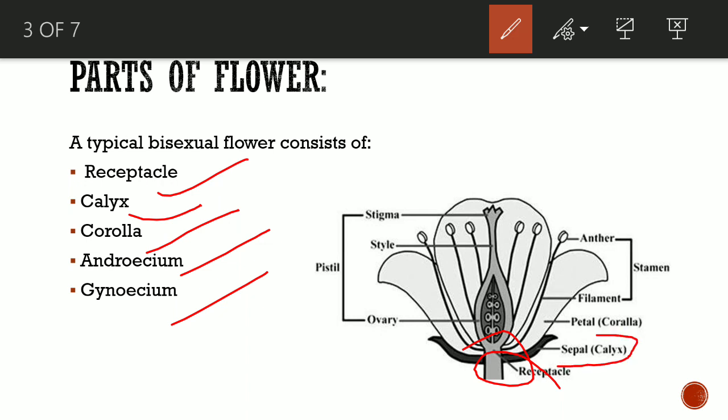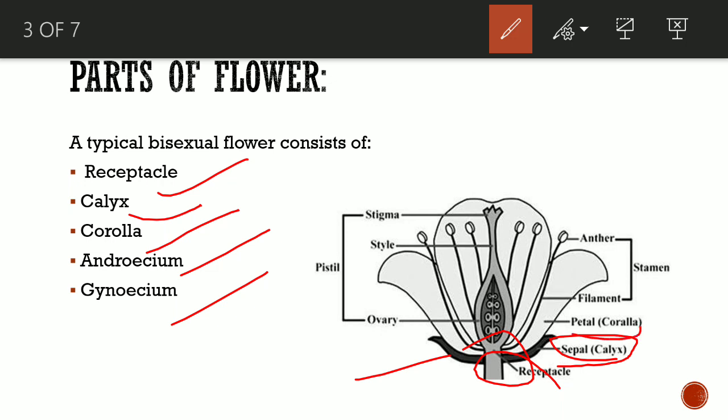Now, what is calyx? Calyx is the outermost or vegetative wall of the flower. Consists of leaf-like structure known as sepals. Sepals are generally green in color, but when sepals are colored, these are called as petaloid.